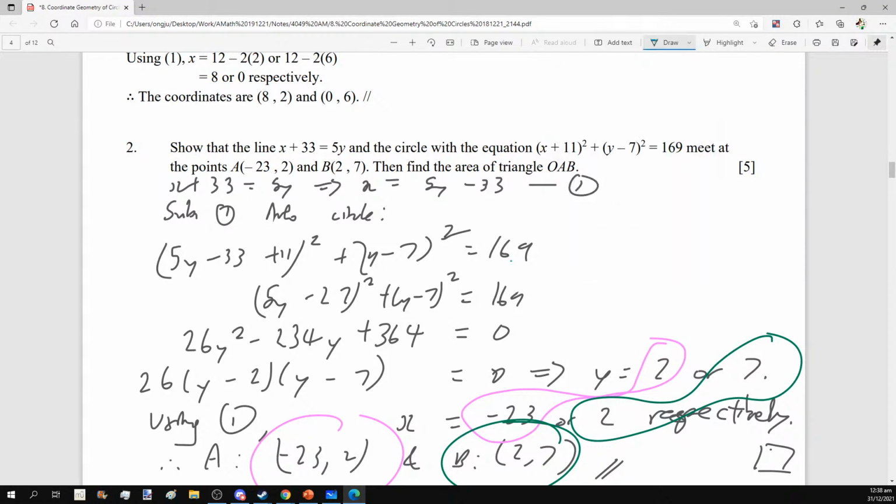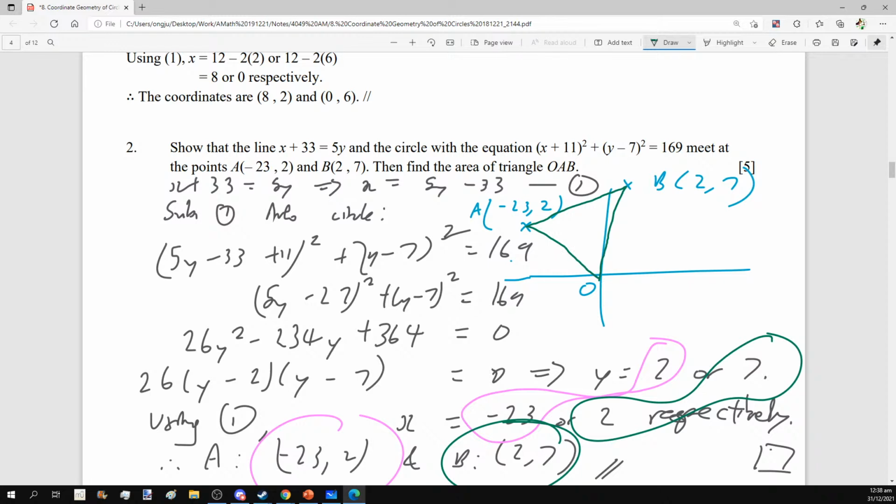So you can imagine the origin to be here. You can imagine the point A over here, negative 23, 2, not drawn to scale, and you can imagine the point B at 2, 7, let's say over here, also not drawn to scale. From here, you will get this funny triangle, and this leads you to two different sub-methods. The first sub-method is to use the y-axis to split it up into a triangle on the left, let's call it P, and a triangle on the right, Q.